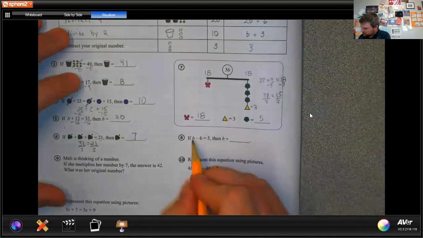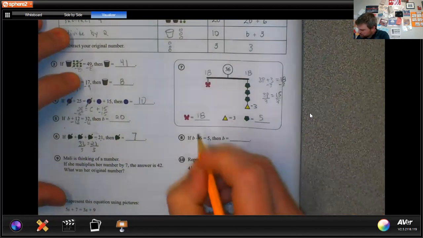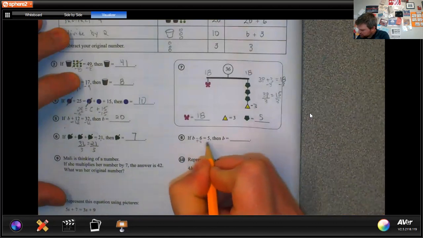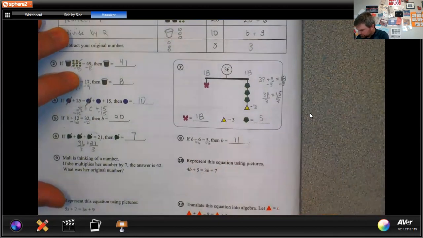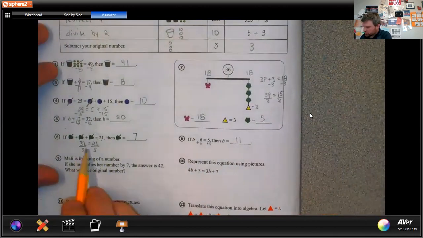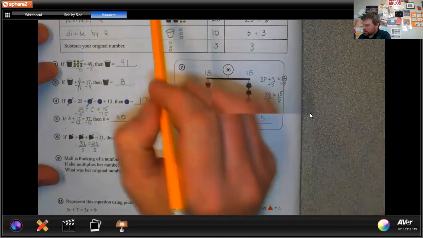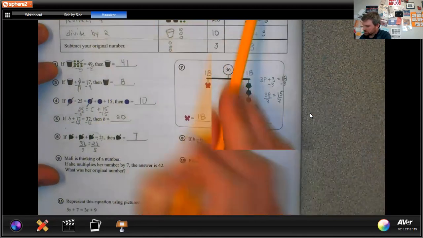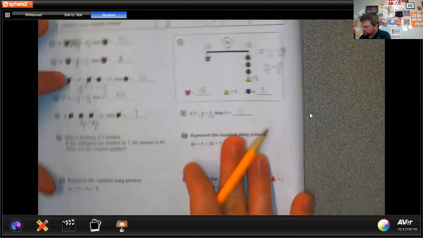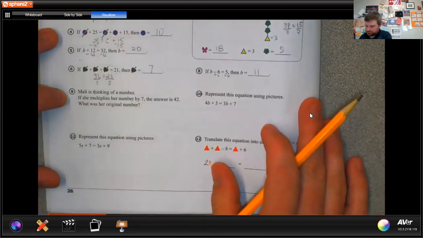Number 8, if b minus 6 is 5, then b equals, so we're just going to add 6 here, plus 6, and 5 plus 6 is 11. Okay, notice I'm showing work on all of these problems. Okay, the table kind of includes your work because you got work here with the abbreviations and the pictures and all that kind of stuff. But all these, they've got some kind of marking on them.